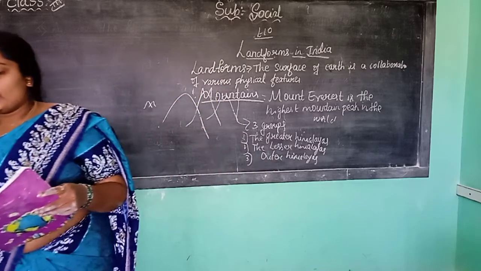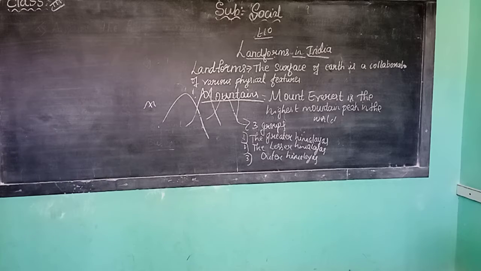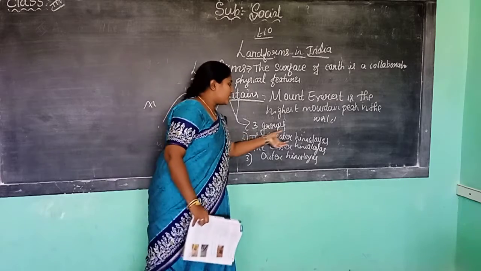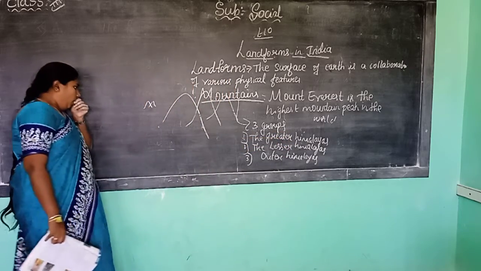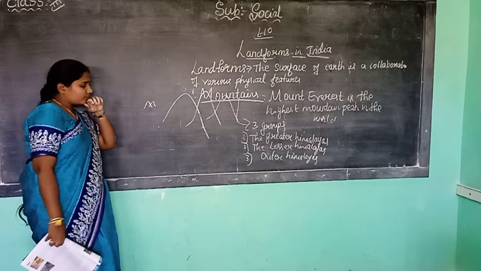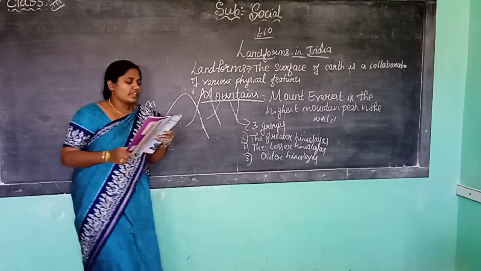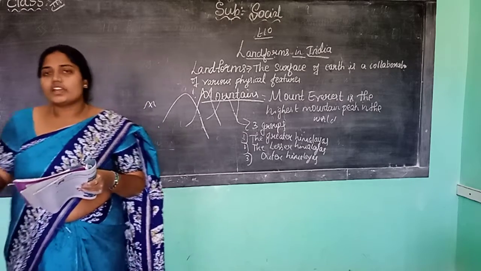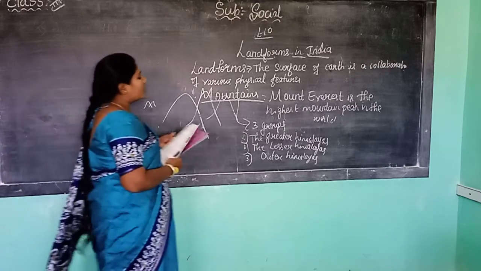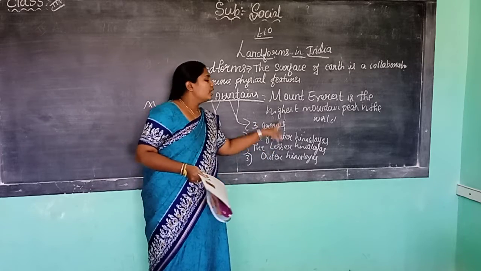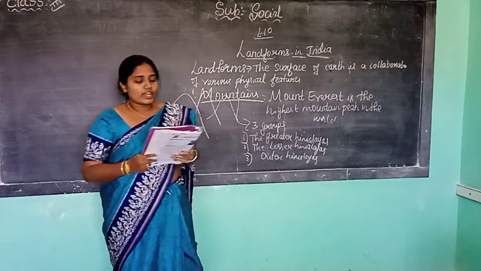So the Greater Himalayas. The northernmost range of the Himalayas, the first range, is known as what? Greater Himalayas. It is also known as Himadri. Next, the Lesser Himalayas. This Lesser Himalaya is also known as Himachal. The Greater Himalaya is known as Himadri and the Lesser Himalaya is known as Himachal.